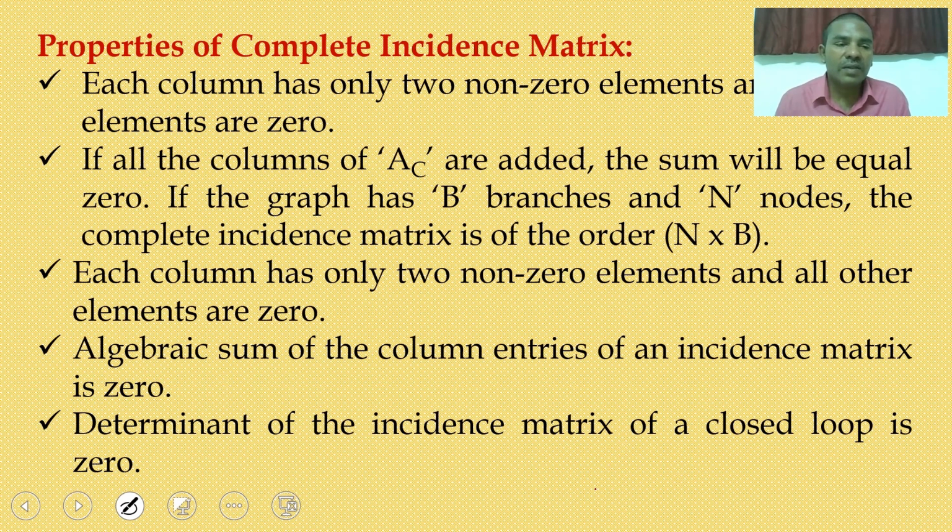Okay. So the non-zero elements and all other zero elements must be formed in every column with respect to the relationship of nodes versus branches. The determinant of the incident matrix for a particular closed loop must be 0. So these are the properties of the incident matrix.